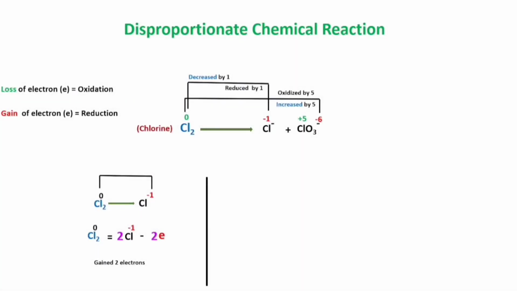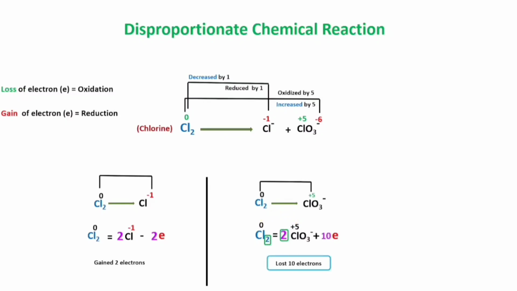In the other half reaction, when chlorine forms chlorate anion, its oxidation state increases from 0 to +5. It means chlorine atom loses 5 electrons, but 2 chlorine atoms are there. So by balancing both the sides, we get that 2 chlorine atoms will lose 10 electrons. So the total number of electrons lost is 10.